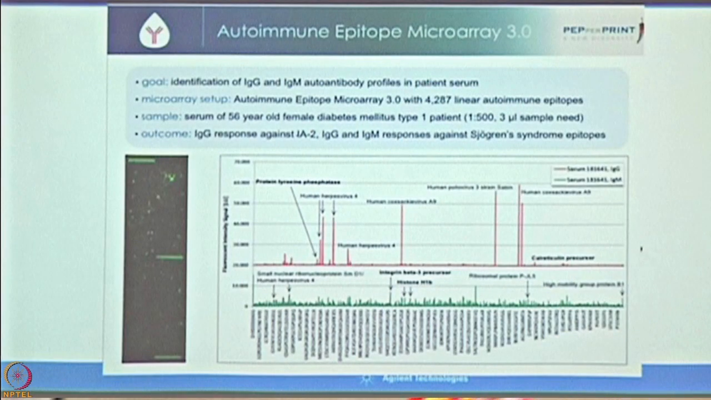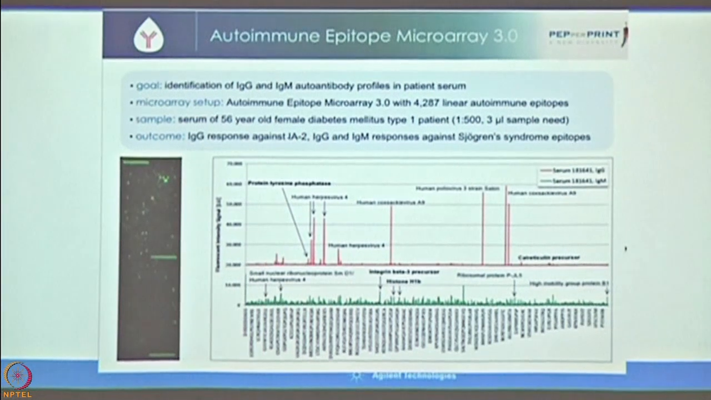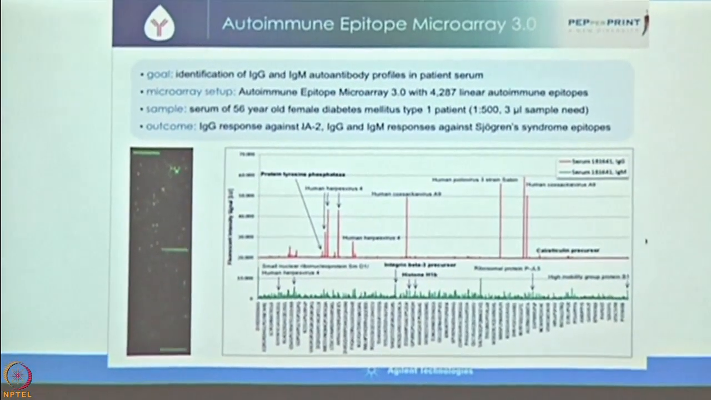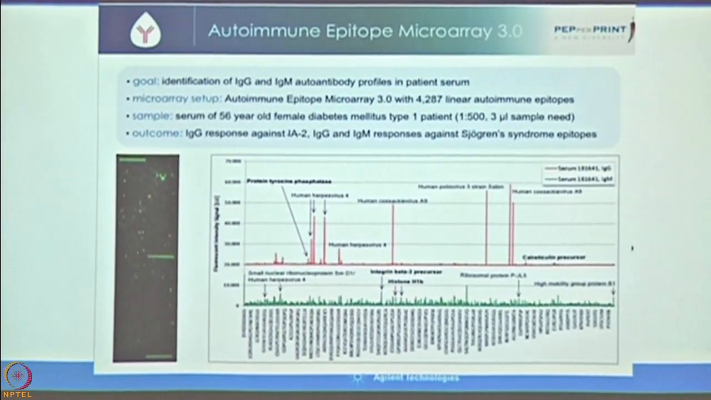What they did was take the patient serum of a 56-year-old diabetes mellitus type 1 patient, and put it on a slide to check the autoimmunes, right? And see what they're getting. The green one is the IgM signal, and this is the IgG signal, the response of the antibodies, right? So this is the IgG, this is the IgM, and this is the protein tyrosine phosphatase. In diabetes mellitus 1, you are going to get this signal.